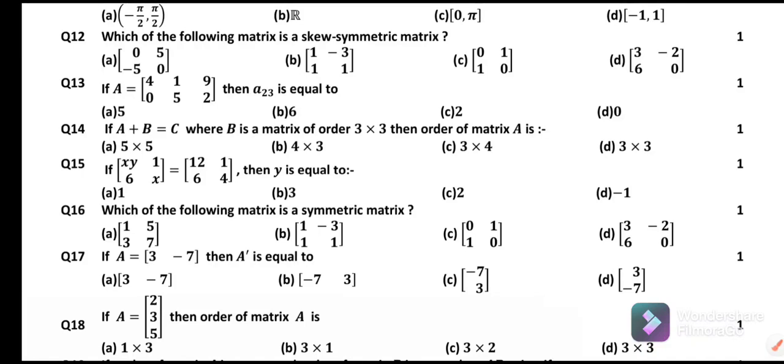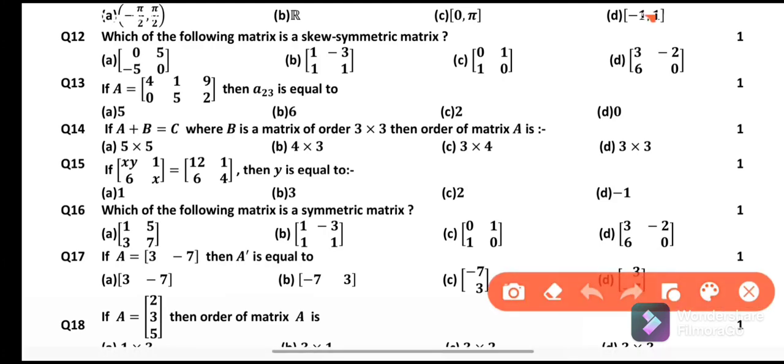A matrix is given, A is equal to [4, 1, 9; 0, 5, 2]. Then A23 is equal to. A23 means second row, third column. So answer is 2. Next, if A plus B is equal to C, where B is a matrix of order 3 by 3, then order of A is. If order of B is 3 by 3, then order of A is also 3 by 3.